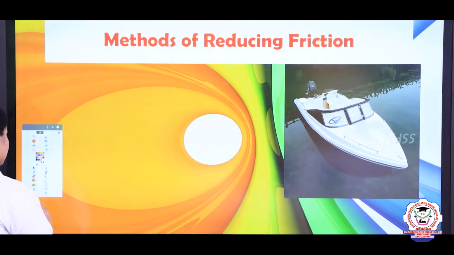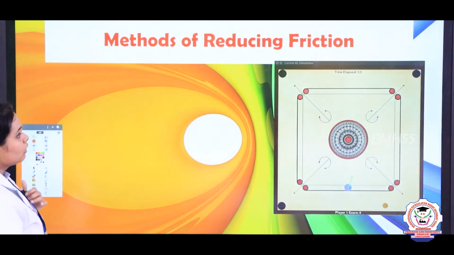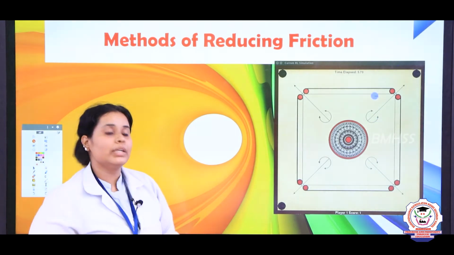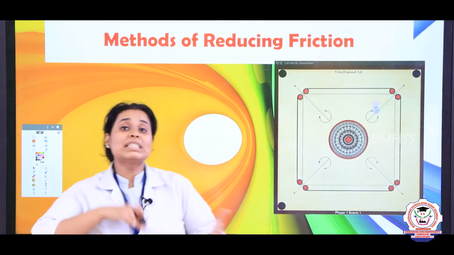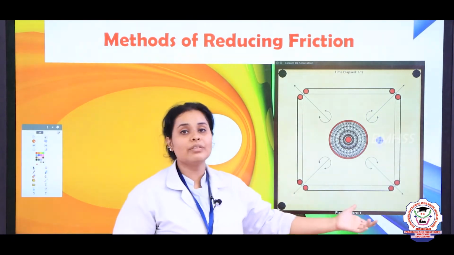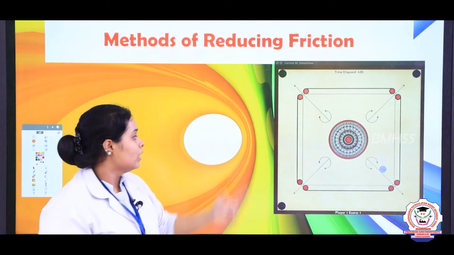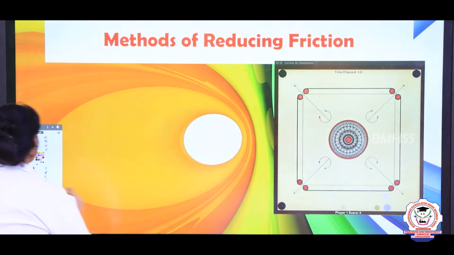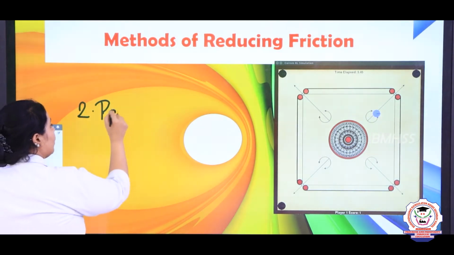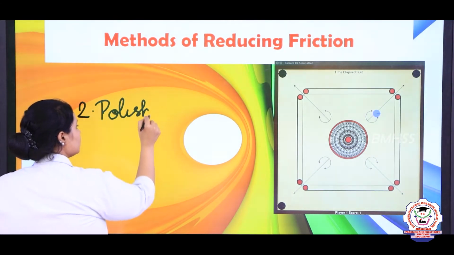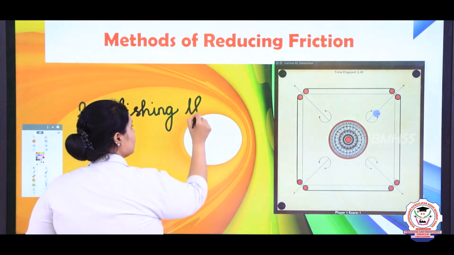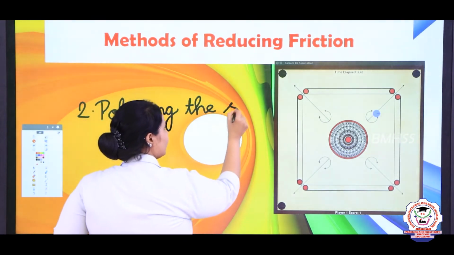Now let's see what is the next point. The next one is polishing. If you are polishing, the movement will be very slippery, and if it is slippery, then it is reducing the friction, it is reducing the roughness. So the second one is polishing the surface.